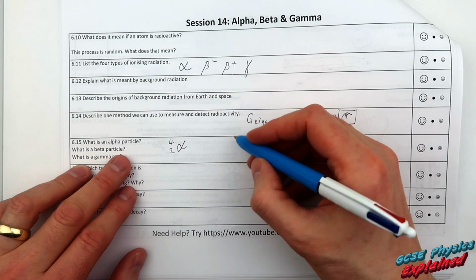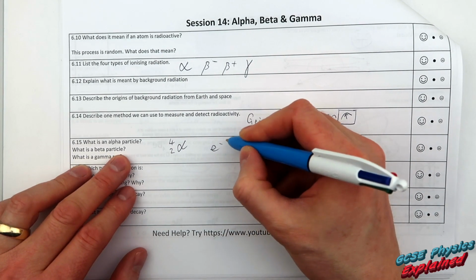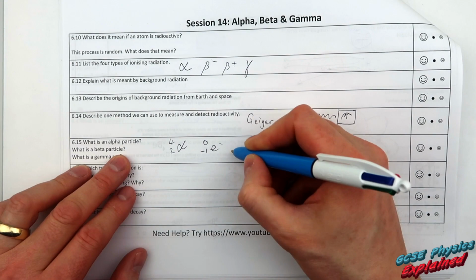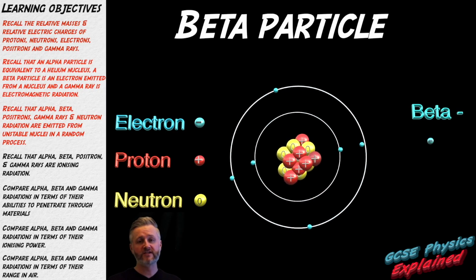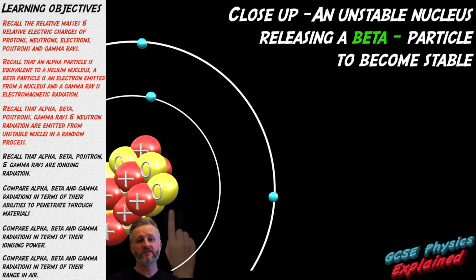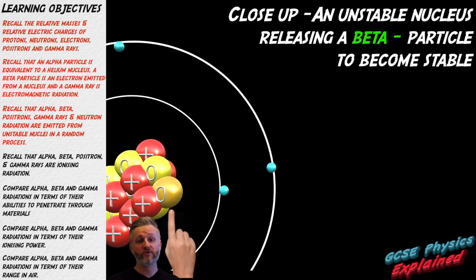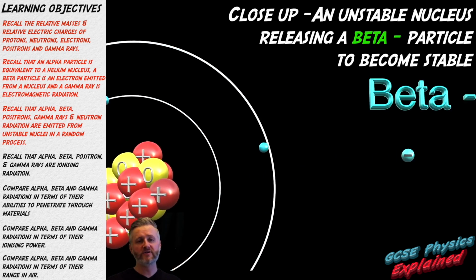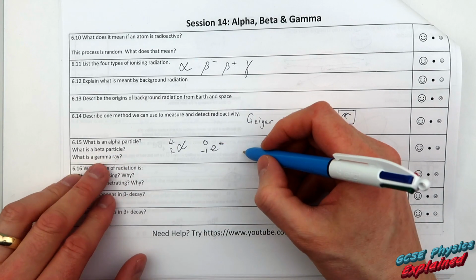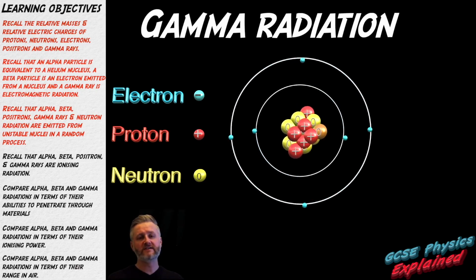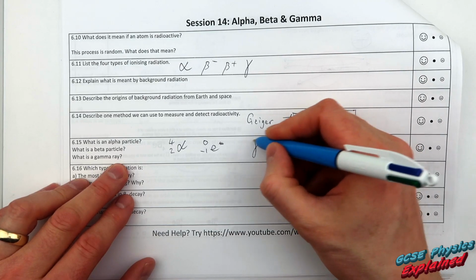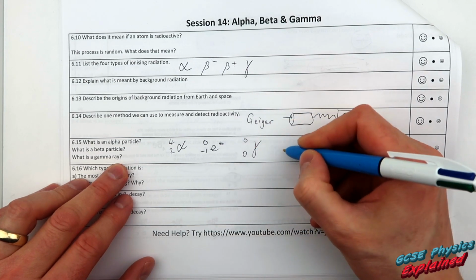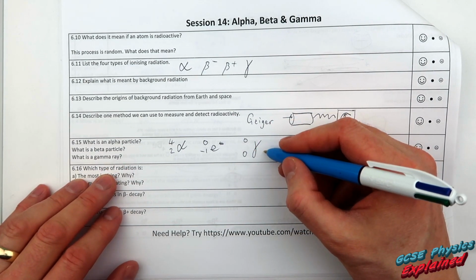What is a beta particle? It's basically a fast-moving electron. It has 0 mass and a charge of -1. A beta minus particle is a high-speed electron ejected from an unstable nucleus when a neutron turns into a proton. Here's a slow-motion close-up. It has a negligible mass and a charge of -1. What is a gamma ray? Gamma radiation is a high-frequency and high-energy electromagnetic wave. It's just pure energy, no mass, no charge. It's a form of electromagnetic radiation.